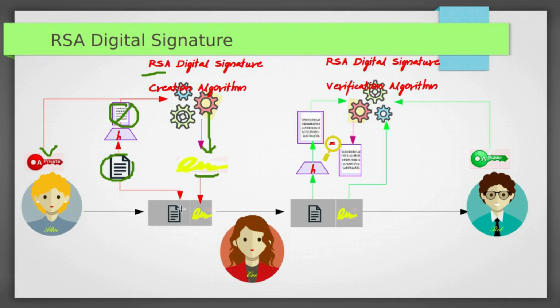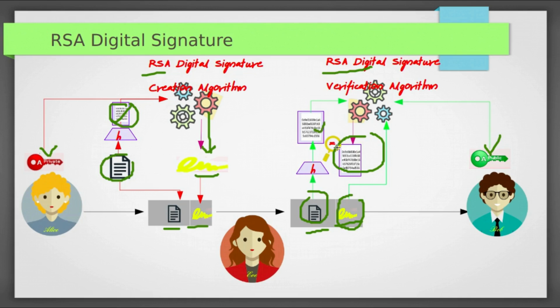Now Alice will send the document and signature to Bob. Bob will verify the signature using Alice's public key. Bob gives the received document, signature and public key to the RSA digital signature verification algorithm. This verification algorithm will decrypt the signature with Alice's public key. Then it will produce some output. This result will be compared with the hash code of the message.